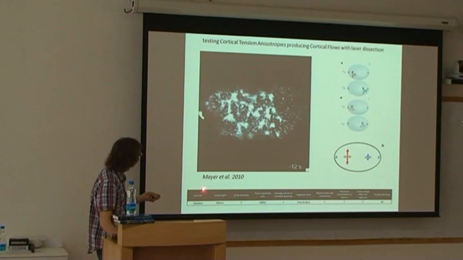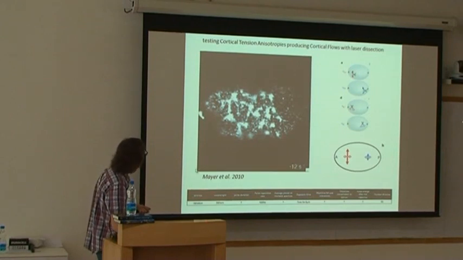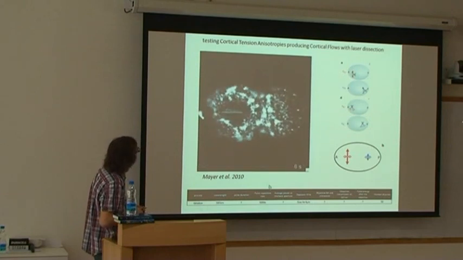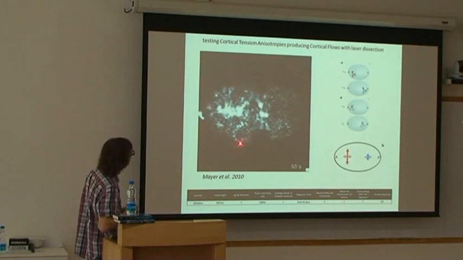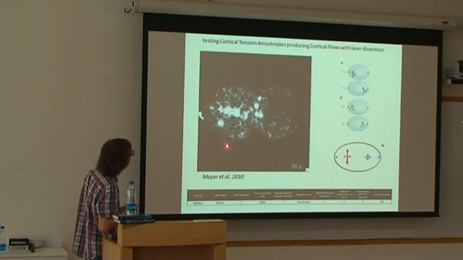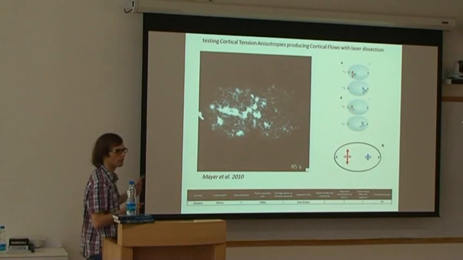Okay, another work, more recent, by Meyer et al. This was done in Max Planck. This is on the C. elegans. So what she does, in fact, she dissects an actomyosin meshwork of the C. elegans embryo at the early stage, where the C. elegans is still one embryo, one cell.